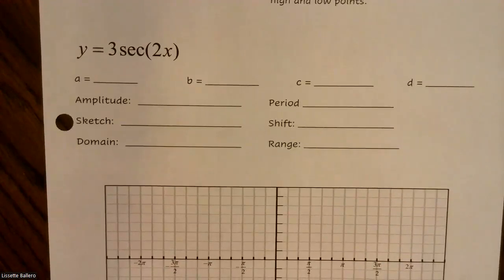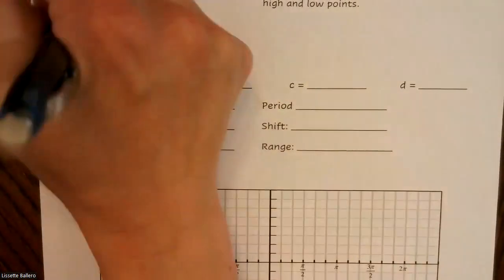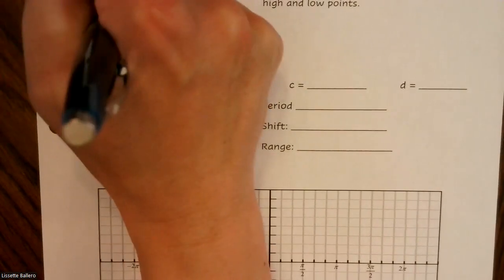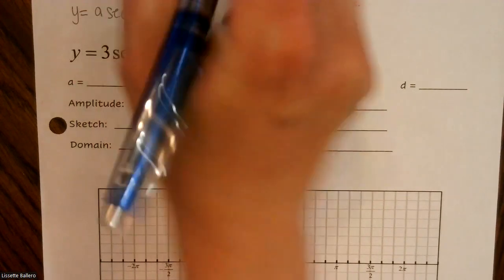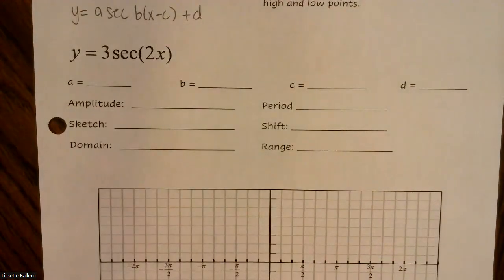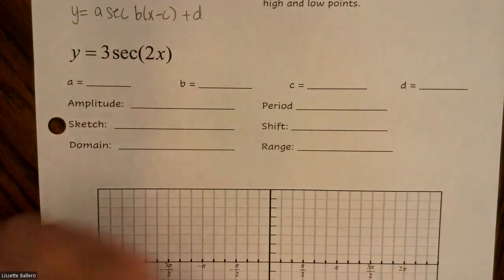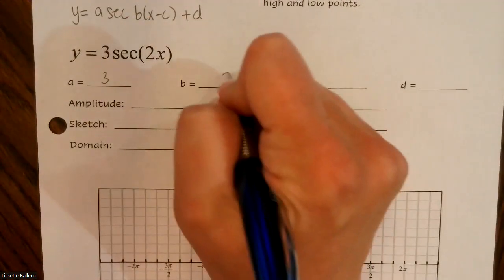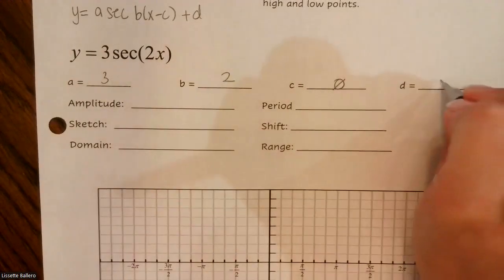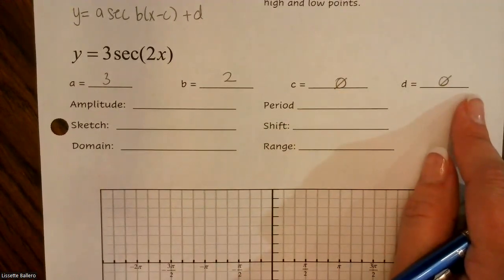So here we go. We've got y equals 3 secant of 2x. So we're going to start with it. Just as a quick reminder, that's what the transformations look like right there. y equals a times the secant of b times x minus c plus d. So in the place of a is 3. In the place of b, we've got a 2. There's no c value, and there's no d value. So that means it's not going to move right or left, and it's not going to move up or down.